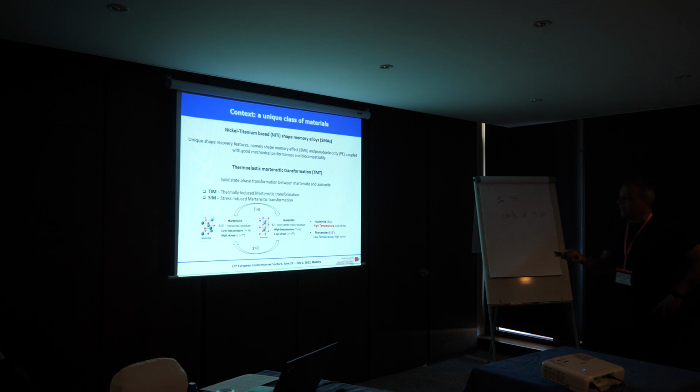Both properties are linked to a fully reversible solid state phase transition between two distinct crystal structures, the austenite, that is stable at high temperature, low stress, and the martensite. And this is called thermoelastic martensite transformation that can be activated either by temperature variation or by applied stress.